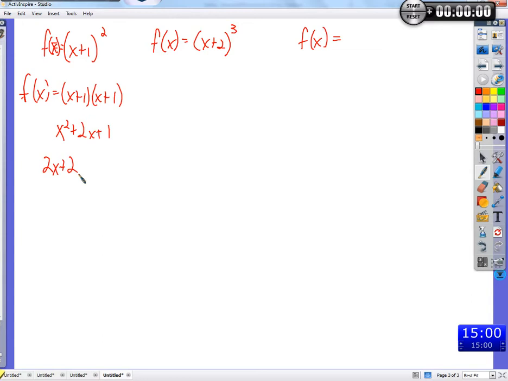All right, 2x plus 2, that's the derivative. How about this one? How do we take the derivative of this one? Same way. Multiply it all out, that's the way it's going to be. So we got x squared plus 4x plus 4.